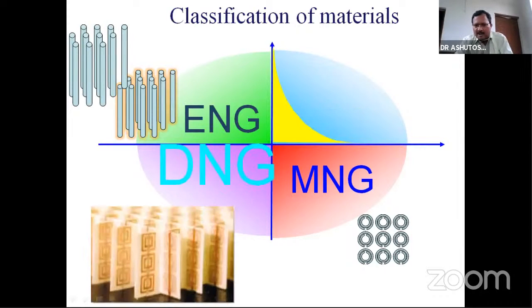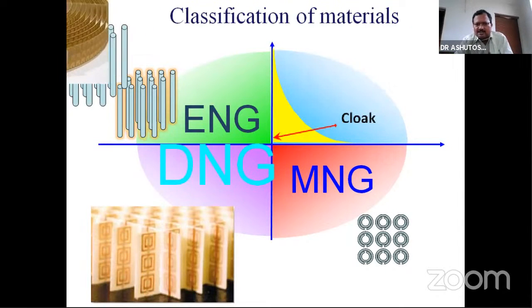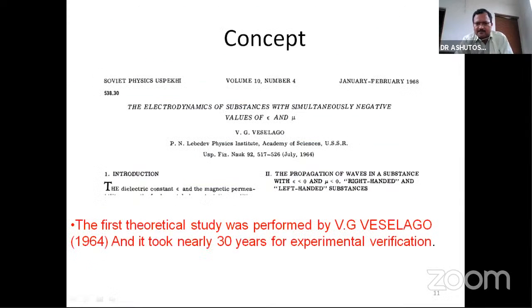After that, these ENG structures and these MNG structures, both combined, give the DNG structures. And one of the beautiful applications of this DNG structure is cloaking. DNG stands for double negative, where epsilon and mu both are negative.